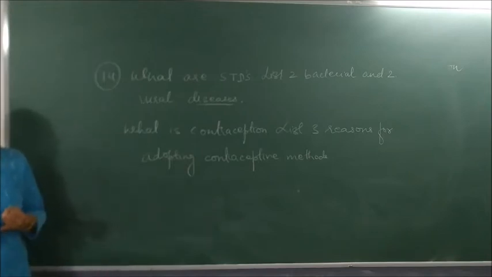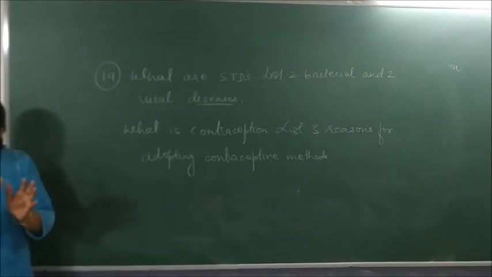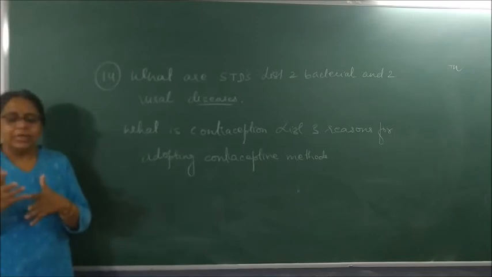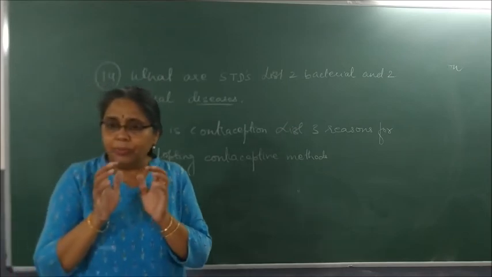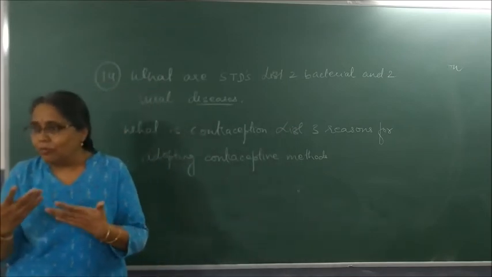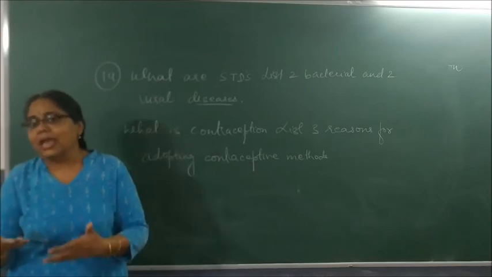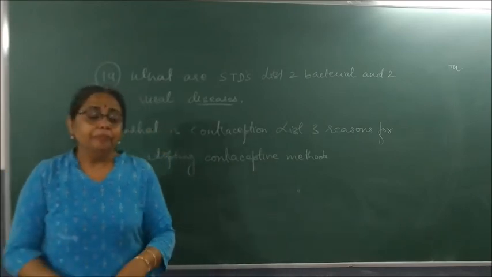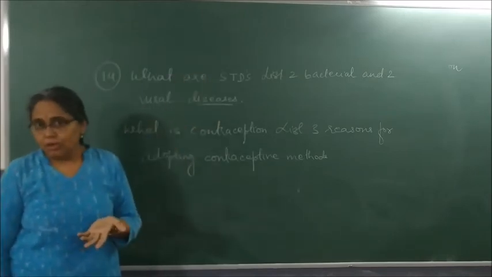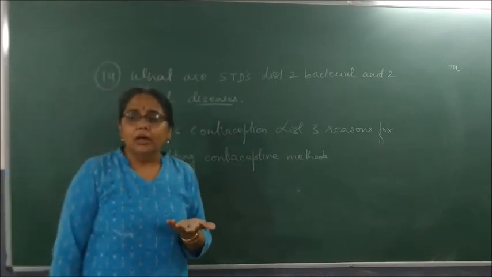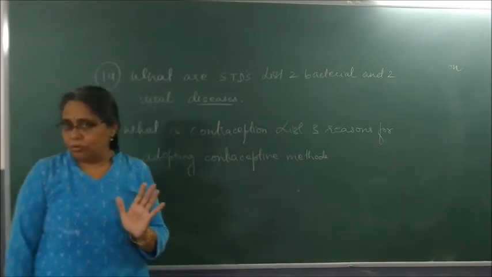To reduce the size of the family, to maintain the health of the mother and the child, and to have proper spacing between children so that each kid gets proper physical health and nutrition, as well as enough parental support and care when he is small. Clear? One more reason can be to avoid sexually transmitted diseases. Contraception also helps in providing disease-free sex. Okay? Clear till here?